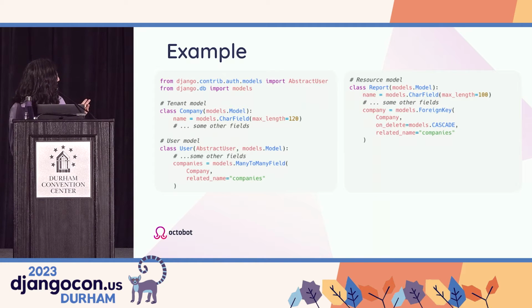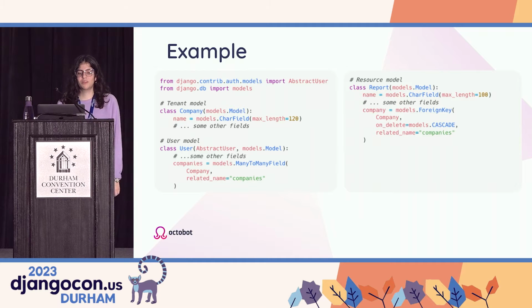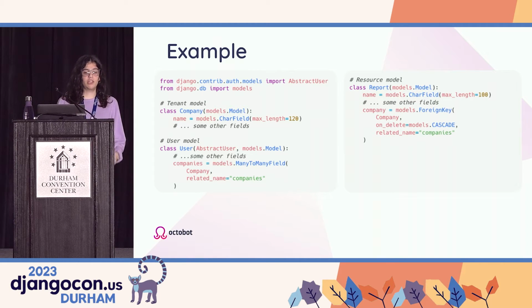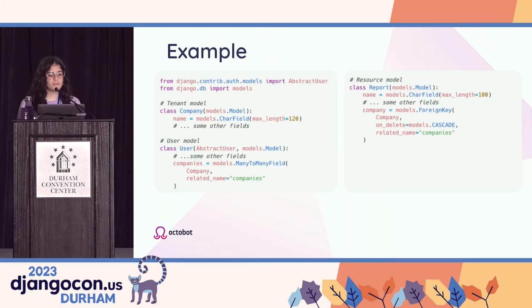So this is the example. I hope the code is readable, but I'll talk through it anyway. This is the example I'll be working with throughout the presentation. Here we have our Django models. We have our tenant model, which in this case is a company. It has a name, and you can have any other fields that you want. We have our user model, and like we said, a user will be able to access many tenants, or in this case, many companies. So we have a many-to-many relationship between our users and our companies.